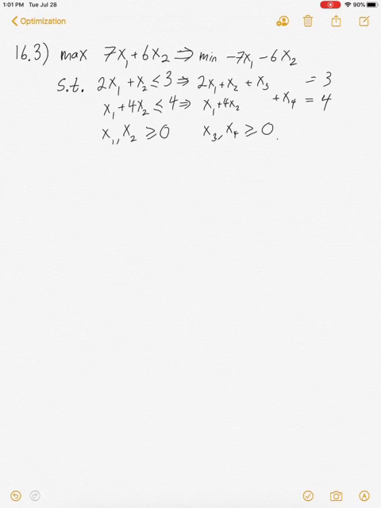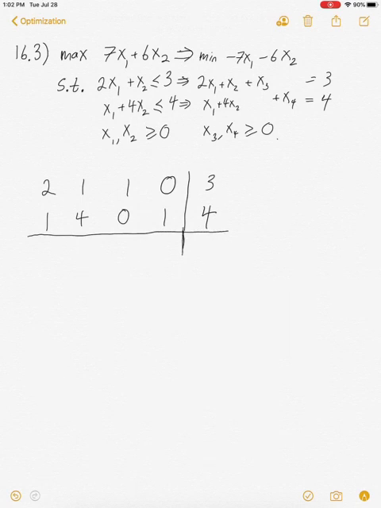Okay, so like before, we write out our matrix. So our first equality constraint is 2x1, 1x2, 1x3, no x4. Our second equality constraint is 1x1, 4x2, 0x3, and 1x4. First equation is supposed to equal 3. Second one's supposed to equal 4. And then what we do is we're going to write down a negative 7 in the first spot and a negative 6 in the second spot, and then zeros across the rest of the row.